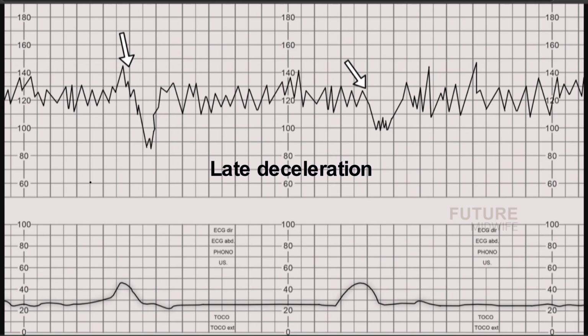Reduced uteroplacental blood flow can be caused by maternal hypotension, preeclampsia and uterine hyperstimulation. The presence of late deceleration is taken seriously and fetal blood sampling for pH is indicated. If fetal blood pH is acidic in nature, it indicates significant fetal hypoxia and the need for emergency C-section.